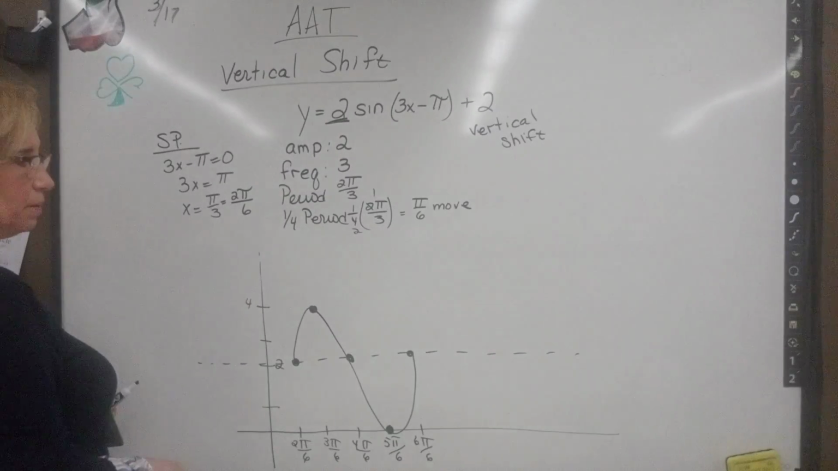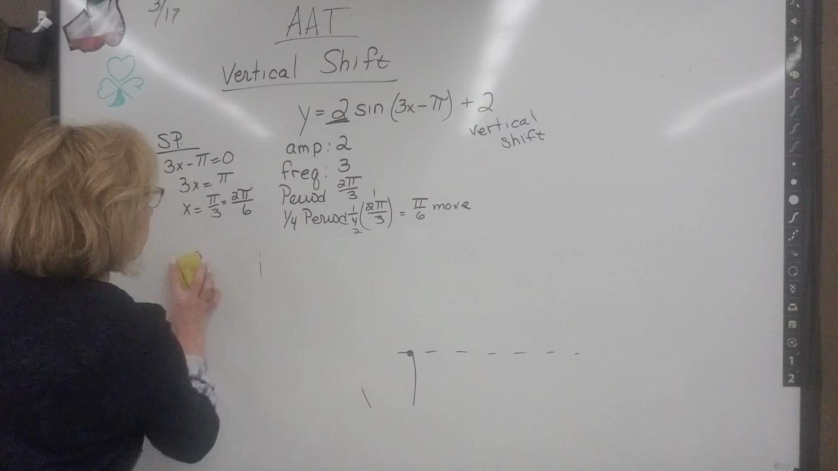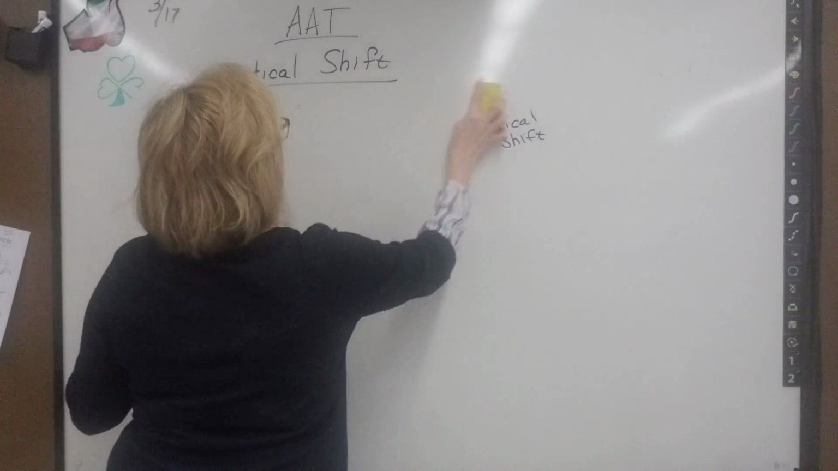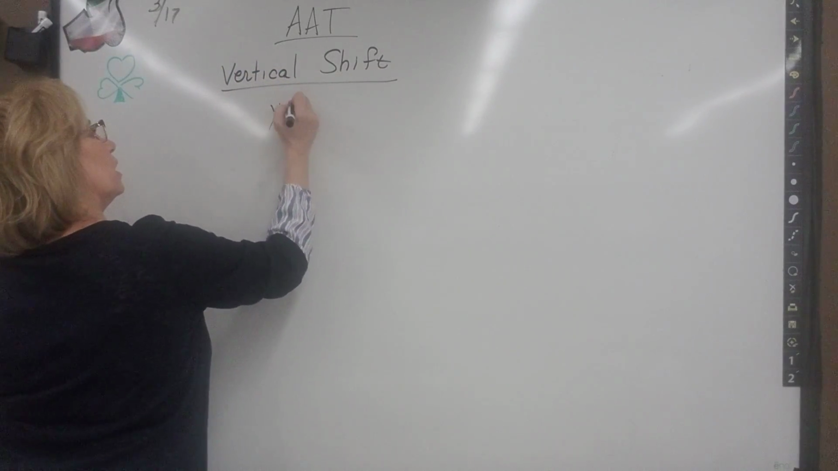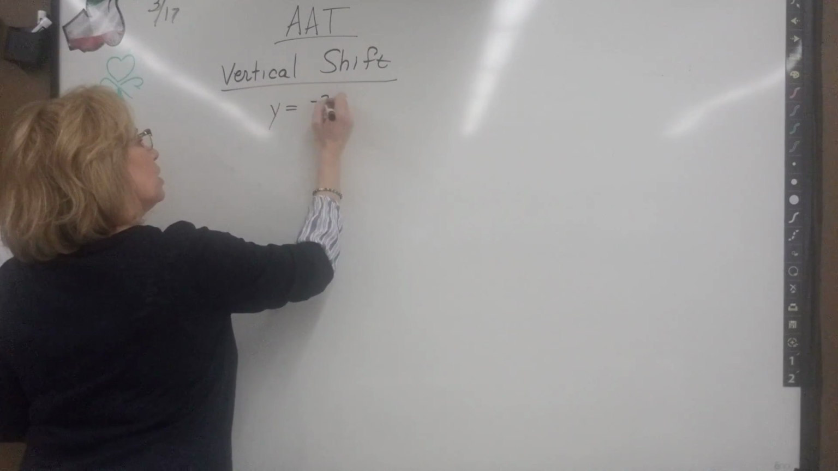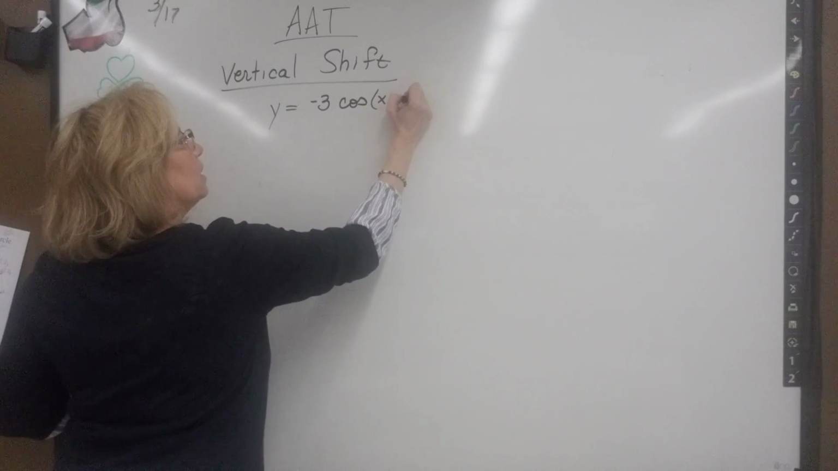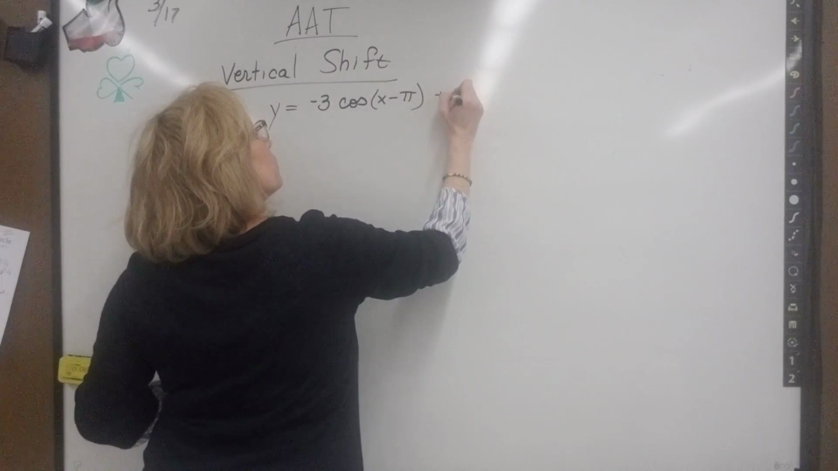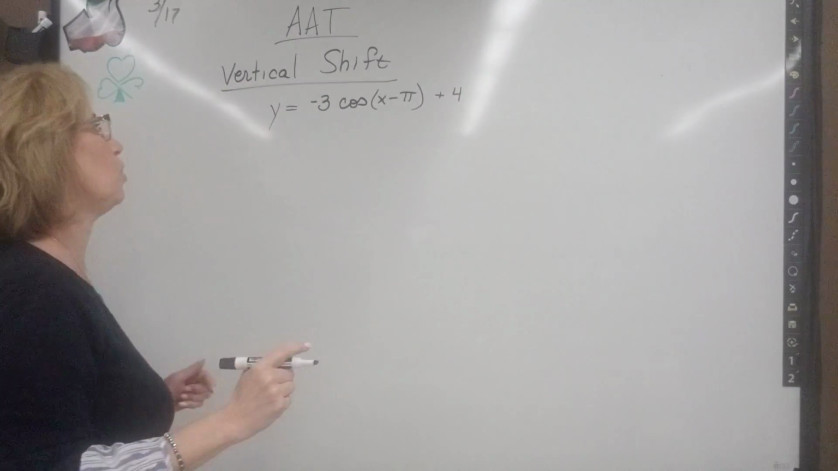I am going to put another one up on the board. I want you to pause the tape. I want you to try it, and then I'll put the answer. So, I'll do a cosine. Y equals, I'm going to do a negative, so keep that in mind. Negative 3 cosine of x minus pi plus, I don't know, 4. So pause the tape here. You try to do it, and then watch me do it.